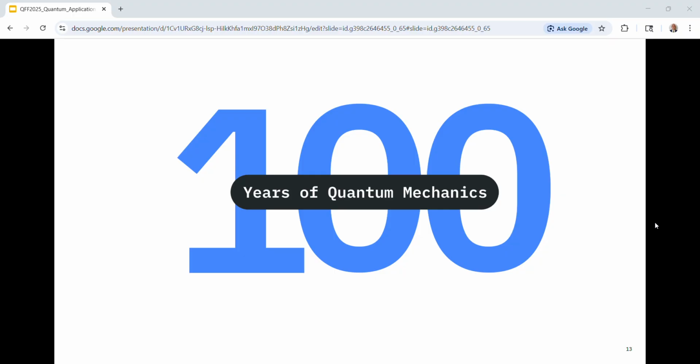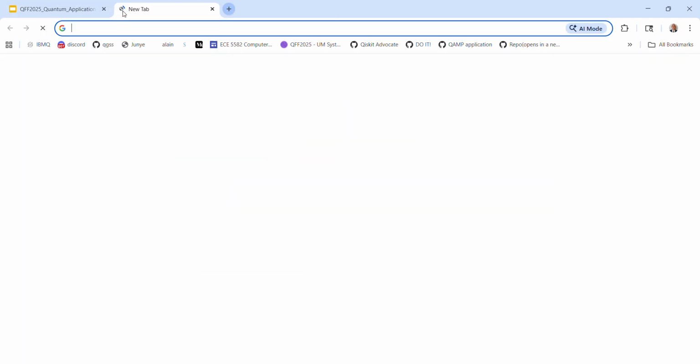Should we be using registers of qubits to represent one data point? There are a lot of representation methods. The utility quantum computing course has an entire lesson on that.